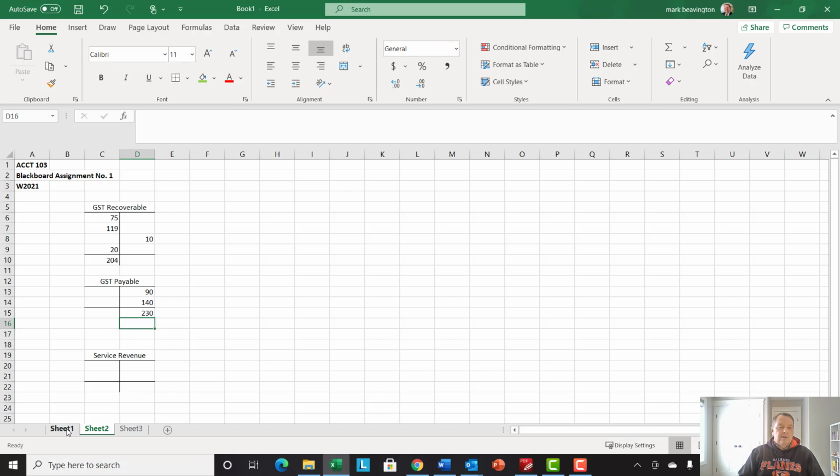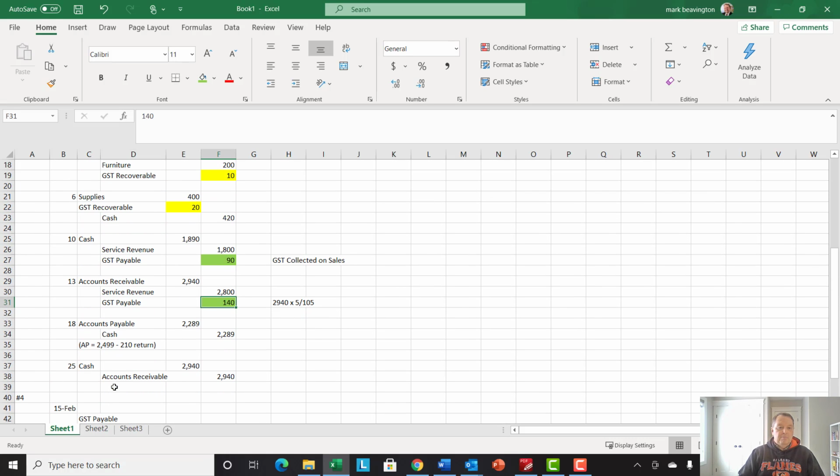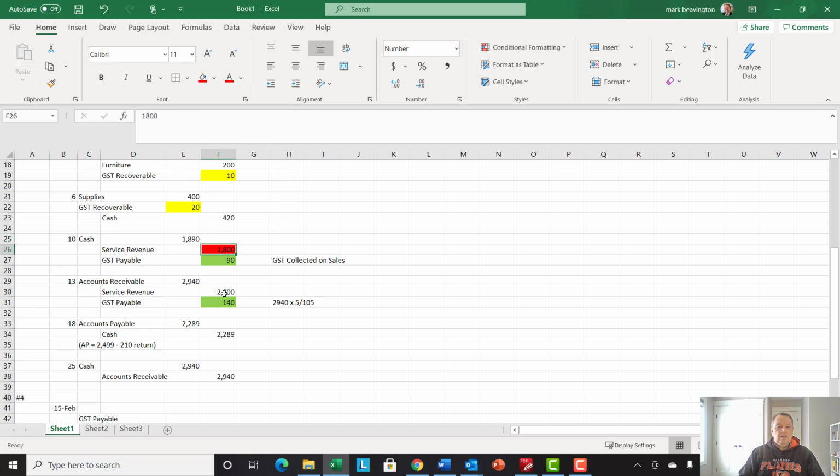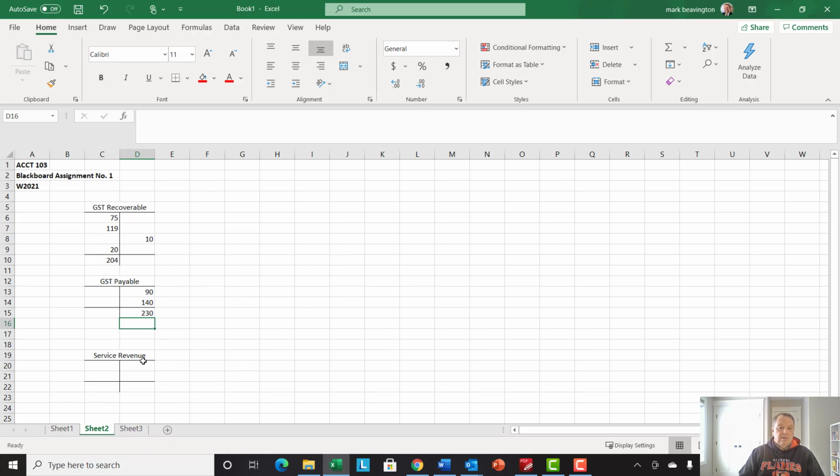And then service revenue, let's go have a look at that. On the service revenue, we've got a couple of those. There's one right here. I'll just highlight that in a different color. And this one right here. So the two of those, the 1800 and the 2800, go back into here. And that looks pretty good. Those are the amounts that should go into the GST return. We'll do the GST return in a moment, but we'll use these numbers to make the payment on the GST. So 204 and 230.